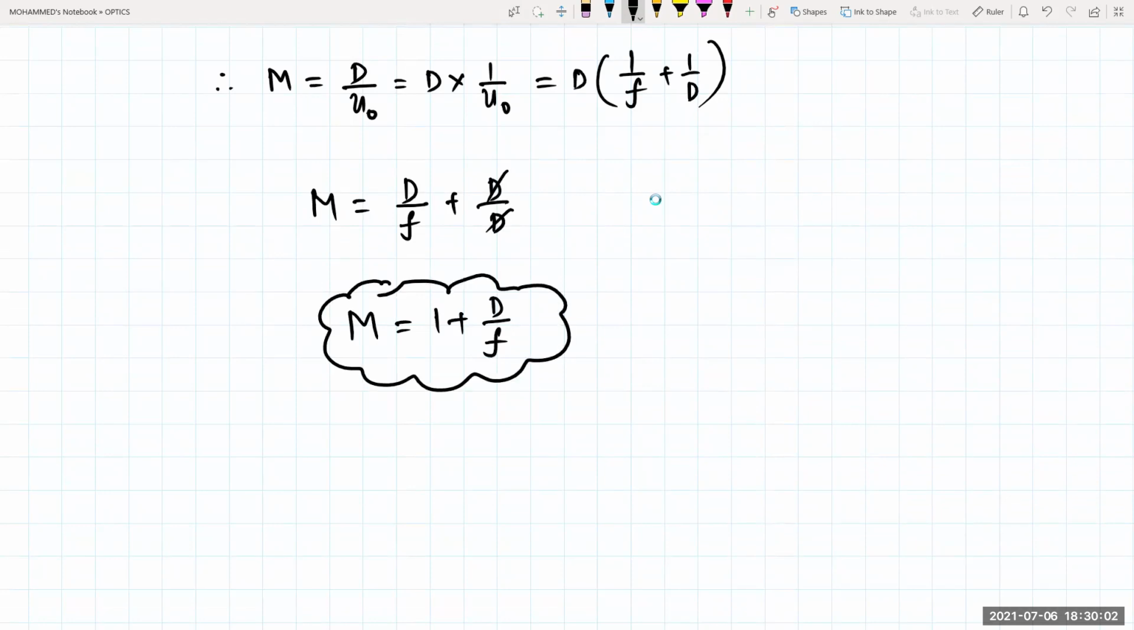So magnification, how much am I getting for the simple microscope formula? M is equal to 1 plus D by F. This is the maximum magnification, where the final image is at your least distance of distinct vision.